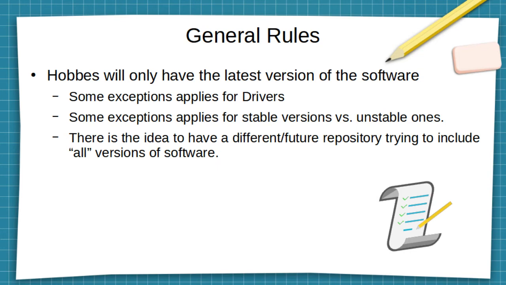And there's one general rule, or several general rules, that were defined in the discussion on the forum. One was that Hobbes will only have the latest version of the software. So I'm not going to have on Hobbes, like, DFC version 1, 2, 3, 4. Well, you have it, I guess, on your hard drive. Not all of them. No.